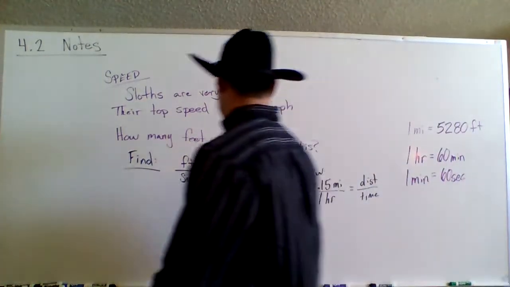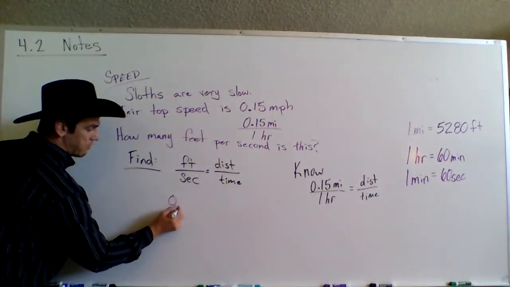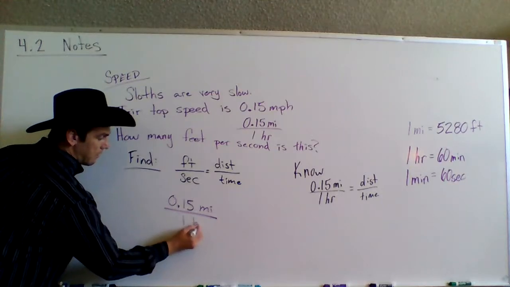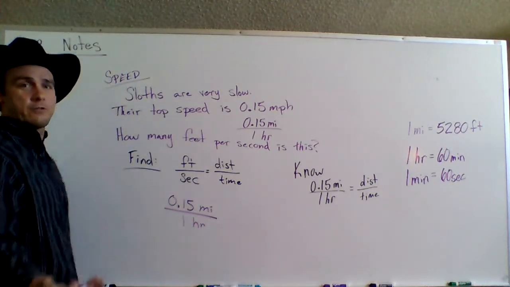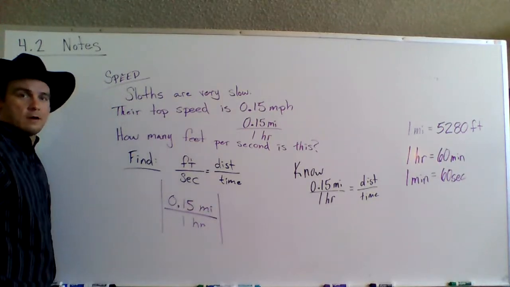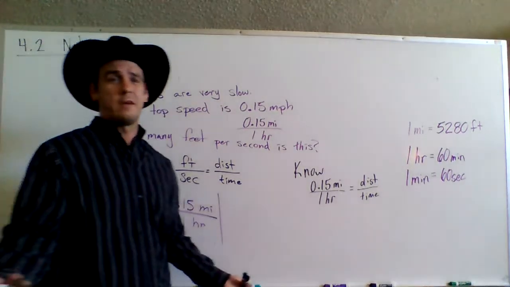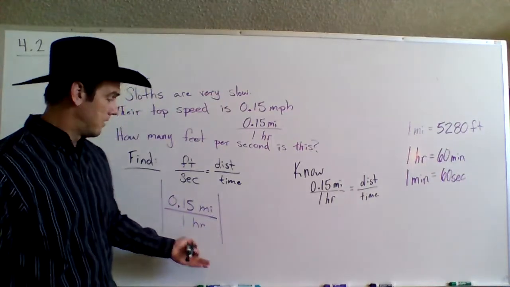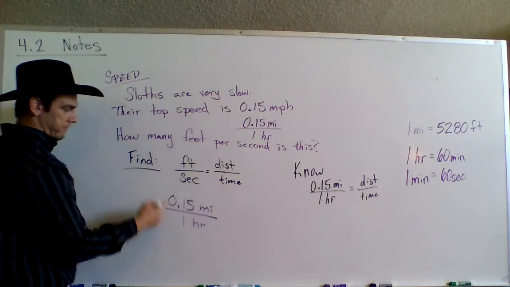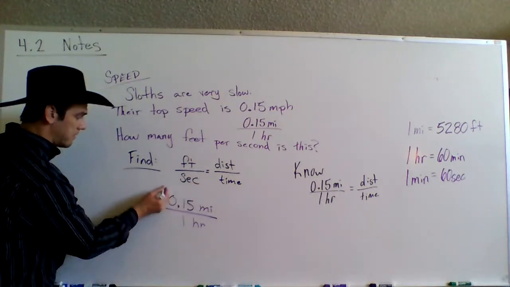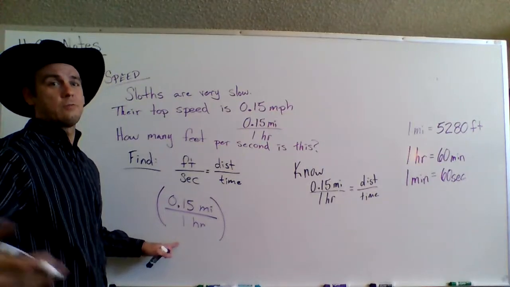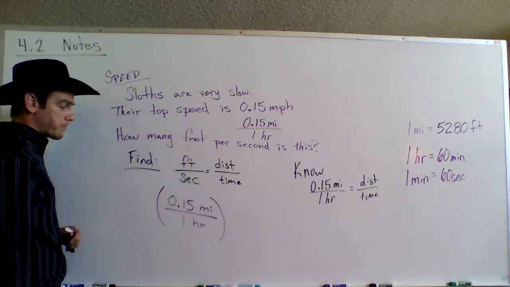Alright, so we're going to take this little piece of information here, 0.15 miles per 1 hour. Okay, and I know in chemistry, they usually have you do these like that, which is totally fine. It's the same thing. If that's how you want to do it, so be it. This is math class, and we like to use parentheses instead of those absolute value looking bars. But it's exactly the same thing, okay? I just really want you to start thinking about your units.